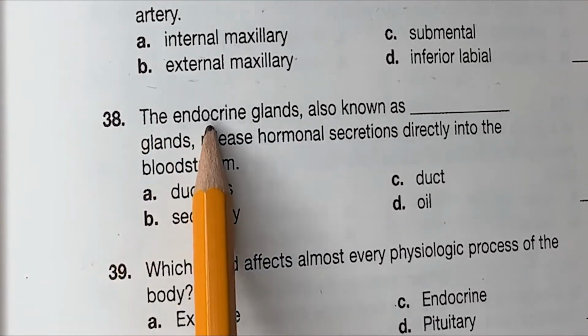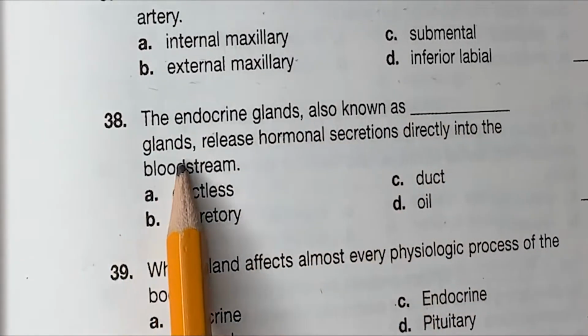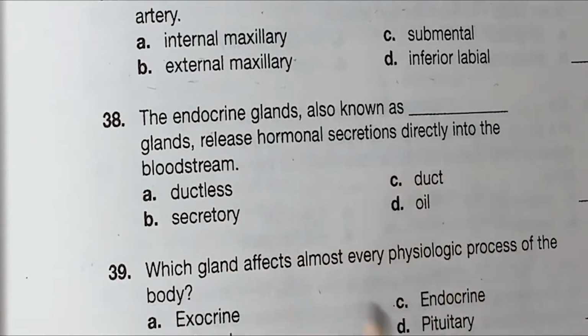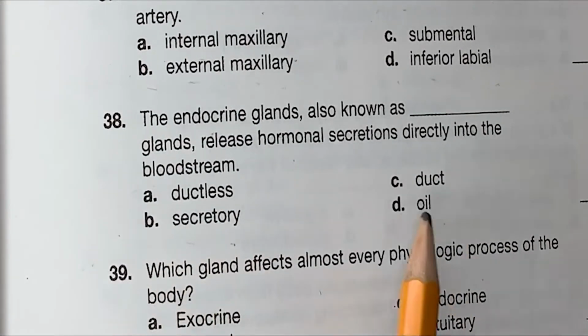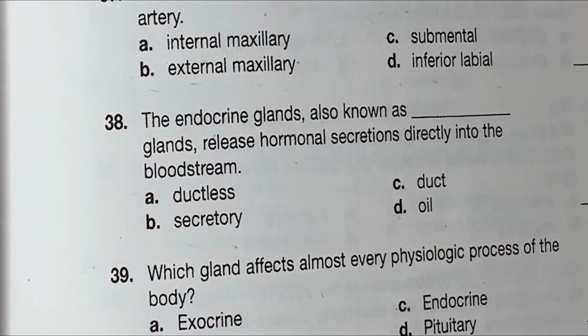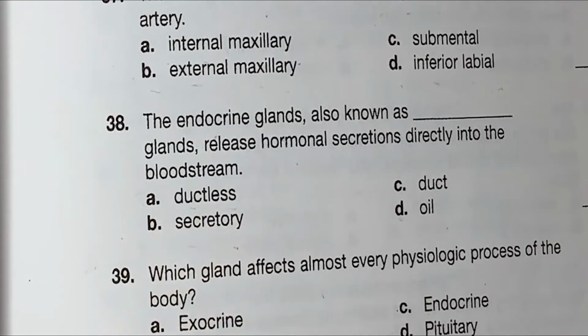38. The endocrine glands are also known as blank glands, releasing hormonal secretions directly into the bloodstream. Is it A, ductless? B, secretorial? C, duct? Or D, oil? And your correct answer is A, ductless.